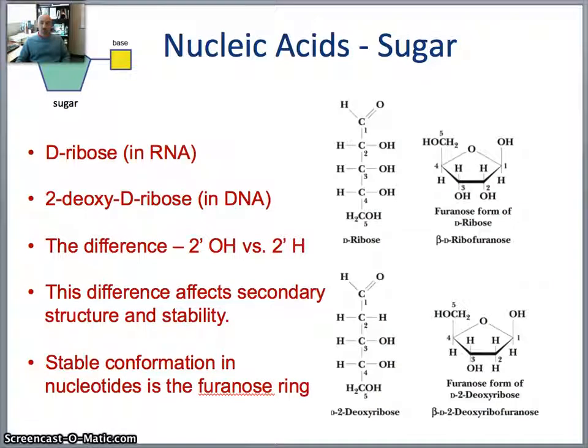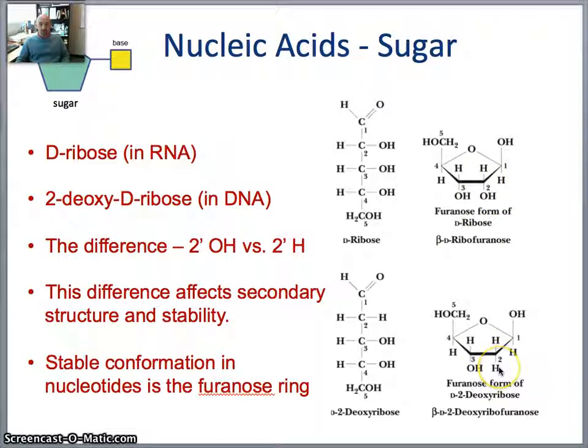Alright, so first we can start with the sugar. Okay, and the sugar here in RNA is going to be D-ribose. So we've talked about ribose, okay, and basically we can form the furanose form of D-ribose. On DNA, it's deoxyribose, which means that we've now lost an oxygen on carbon 2, so we have the deoxy form of ribose. Okay, and so really the only difference between RNA and DNA here is looking at the 2' carbon, whether it's hydroxyl or hydrogen.